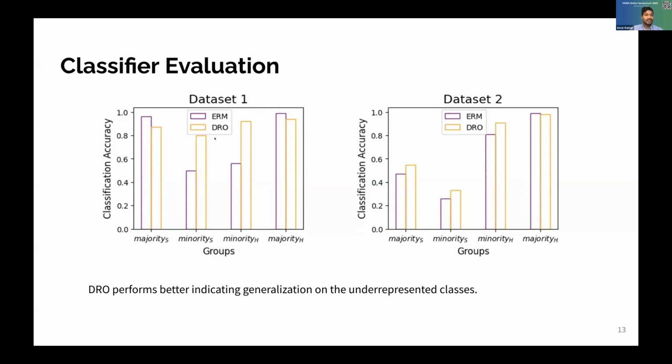However, there is a significant boost in the performance over the minority subgroup in the case where we have synthetic artifacts. Similar is the case where we have medical artifacts, but we do not see such a high boost, mainly because with these spurious correlations in the medical devices case, the medical devices are of different shapes and sizes, and their locations vary as well. So in general, what we conclude over here is that DRO performs better, indicating generalization on the underrepresented class, which is the minority class over here.